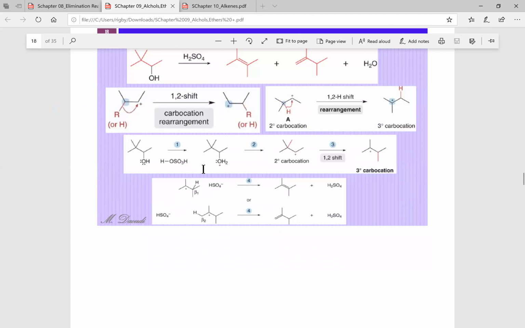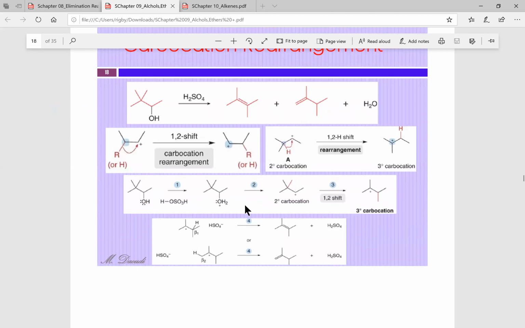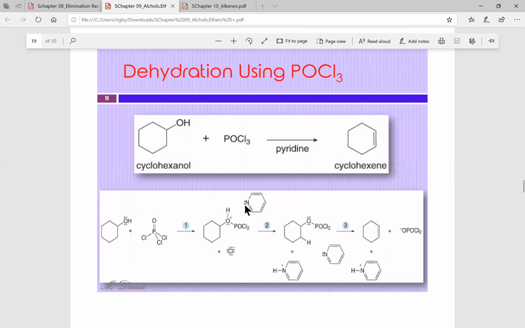So again, if we make a carbocation, then we can undergo a carbocation rearrangement with either a 1,2 methyl shift or a 1,2 hydride shift. So this is just demonstrating that again for us, in case you forgot from last time. Okay, we can also do dehydration with POCl3. I would not recommend memorizing this mechanism. The one from before is important to memorize, important to know. This one's less important to know by heart. It's more important to understand that POCl3 and pyridine will end up dehydrating an alcohol.